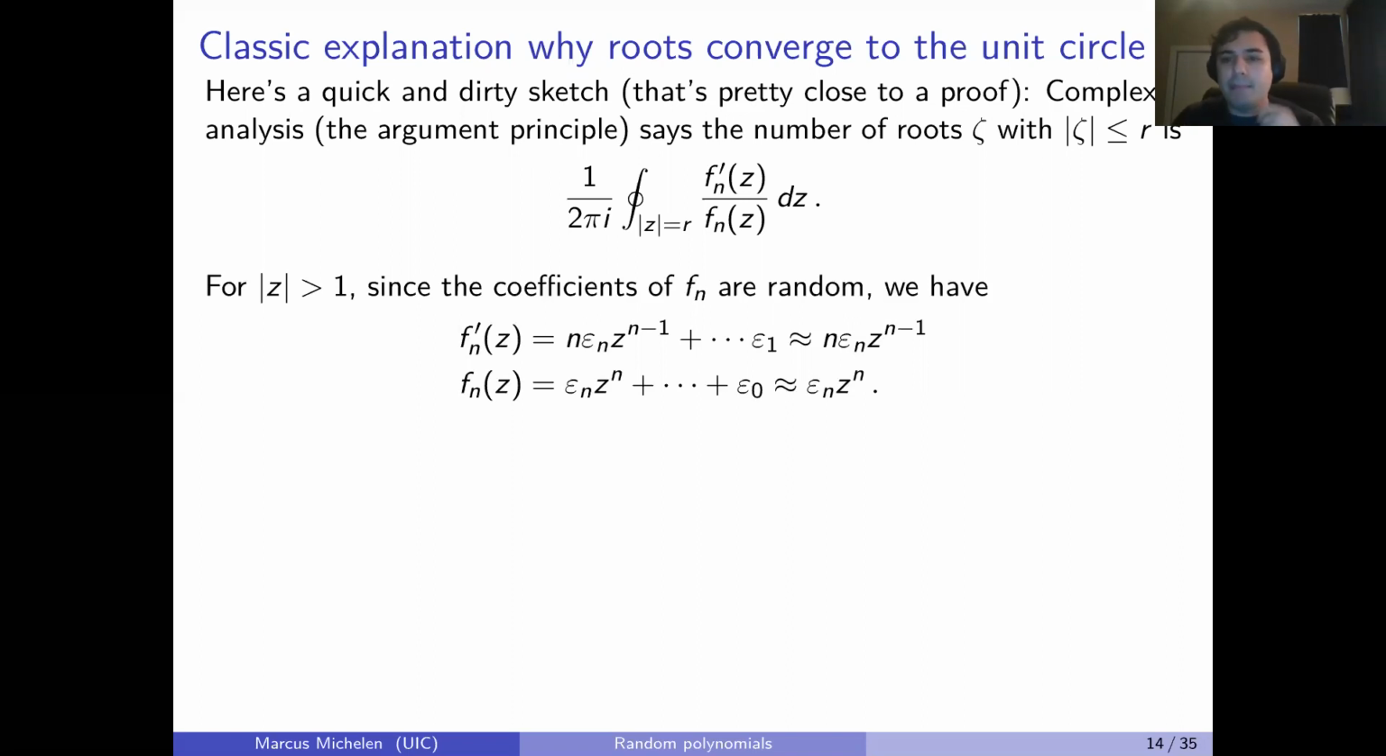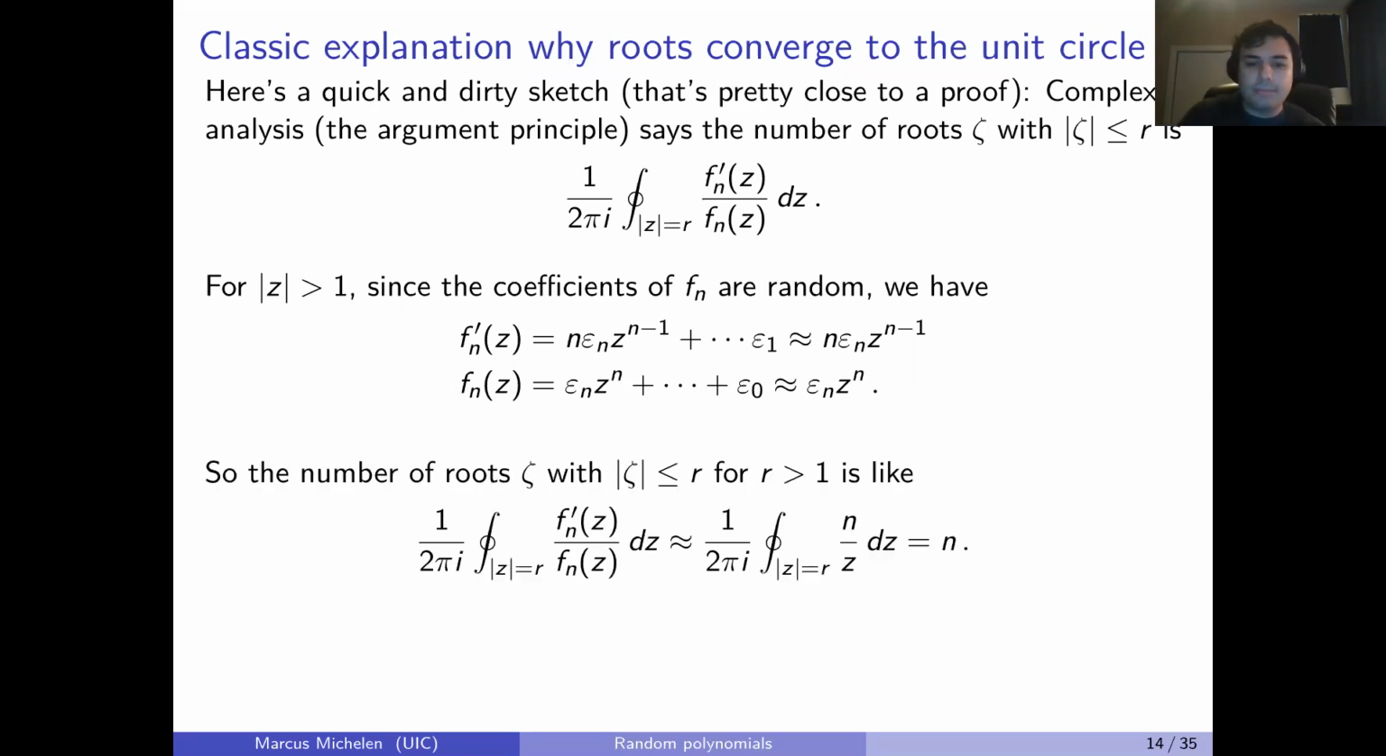There can't be any massive conspiracies between the lower order coefficients to build up to beat these bigger coefficients. So that means we'll roughly have this following expression here. And now we just naively plug this into the argument principle, and you basically get that the number of roots within, let's say, 1 over epsilon of the origin is going to be on the order of n. Of course, I'm being quick and dirty here. This is sort of a quick sketch of why this occurs.